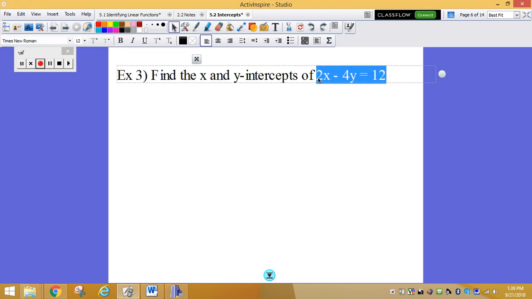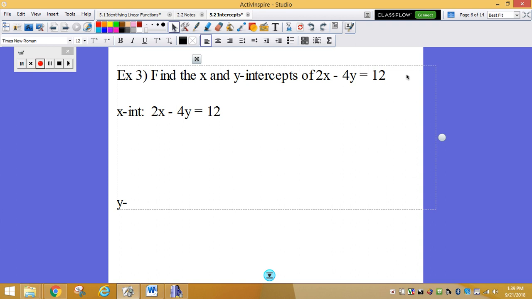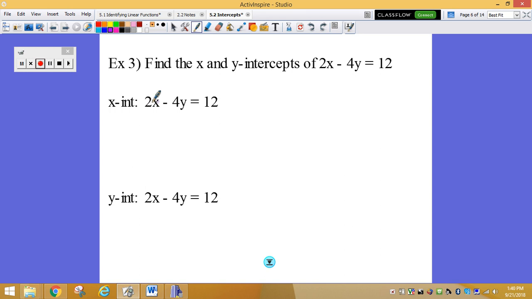Okay, hopefully you attempted this. Now let's go through it. So your x-intercept, you should have plugged a 0 in for y, which means these cancel. So 2x equals 12, and then divide by 2. And your x-intercept is at 6. Write it as an ordered pair, so it's going to be at 6, 0.